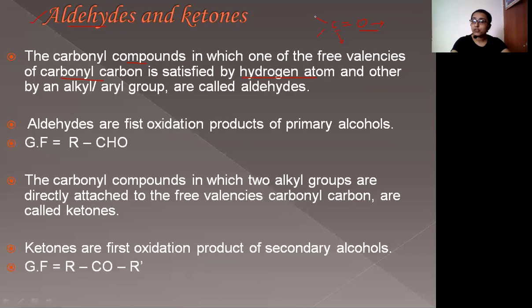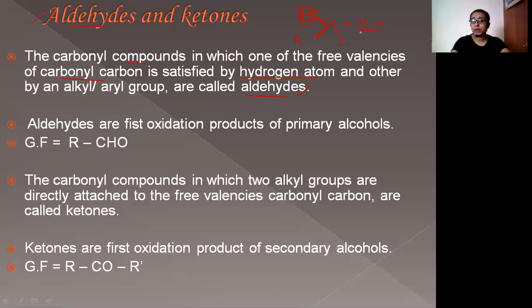Whenever these two valencies of the carbonyl carbon are free, and one of the valencies of the carbonyl carbon is satisfied by hydrogen, at that time it is known as aldehyde. And the other valency is satisfied by an alkyl group or by an aryl group. That depends. So at that time the compound is known as aldehyde. But one valency is always satisfied by hydrogen.